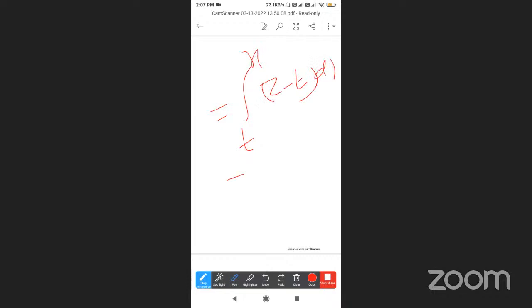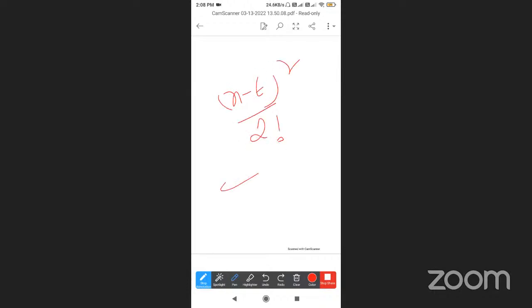So what is the value? z minus t whole square by 2 factorial, with the upper and lower limits t and x. So it is called x minus t whole square by 2 factorial. So this is called K3 of x comma t. Next it is called K4 of x comma t.